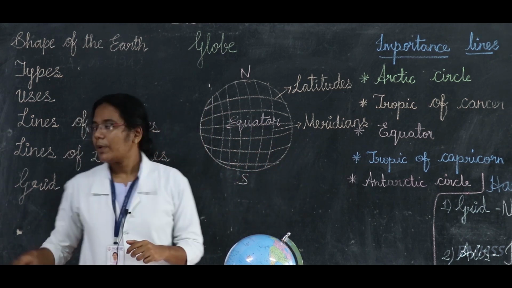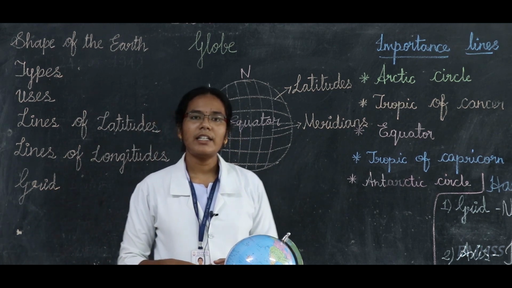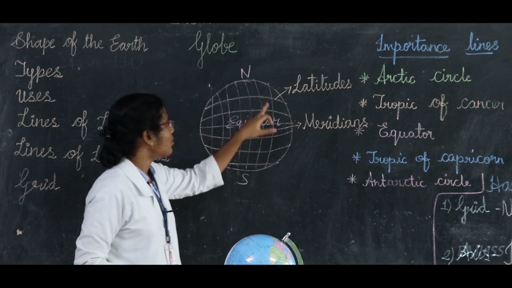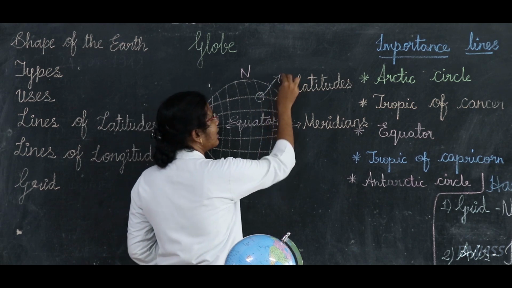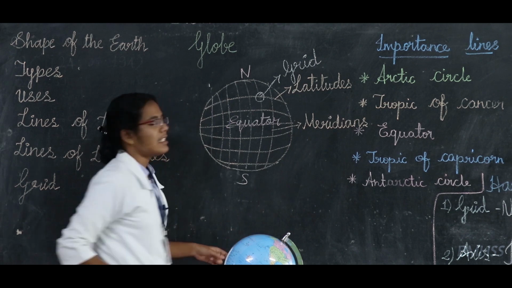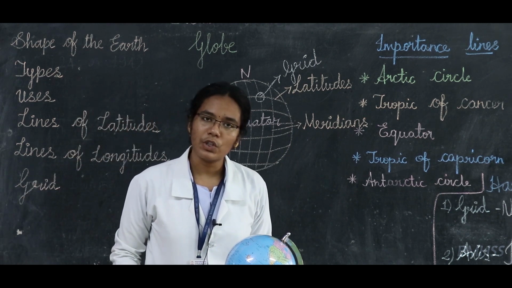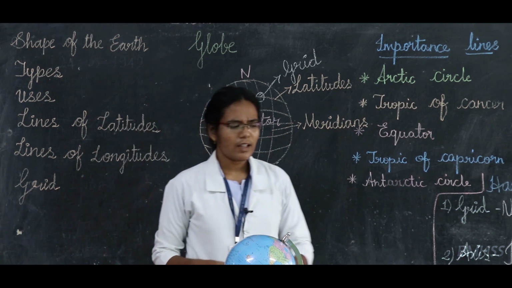The last topic we are going to see is the grid. What is meant by grid? Grid is the intersection of latitudes and longitudes. This point is called a grid. So what is the use of a grid? Grid is used to locate places.